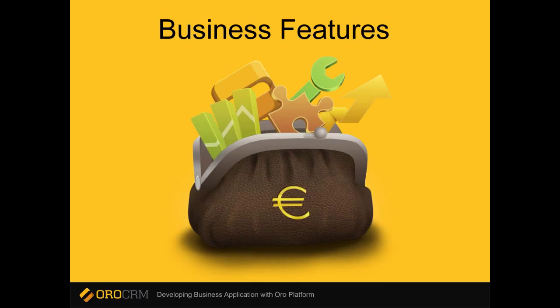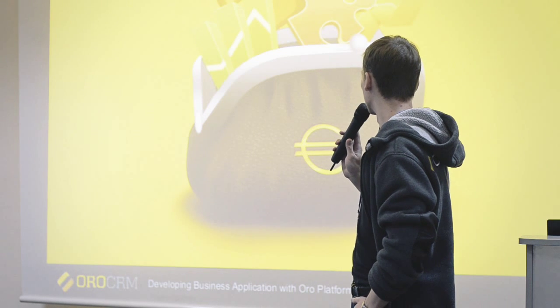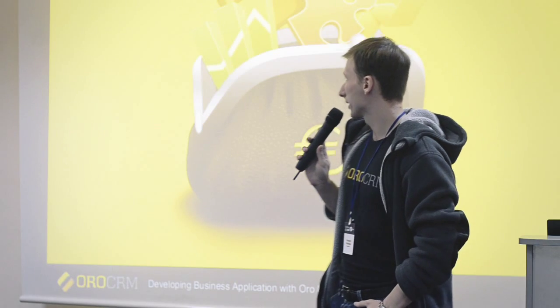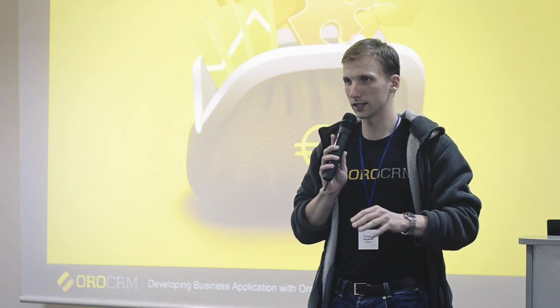The next important thing is the business features. These are the features that allow a business application to make money. These are marketing tools, for example. We can send emails. We can provide the ability to sort these emails. We can make emails based on customer segments or contact segments. Of course, for example in CRM, we can do it for custom CRM entities like leads, opportunities, and the sales process.